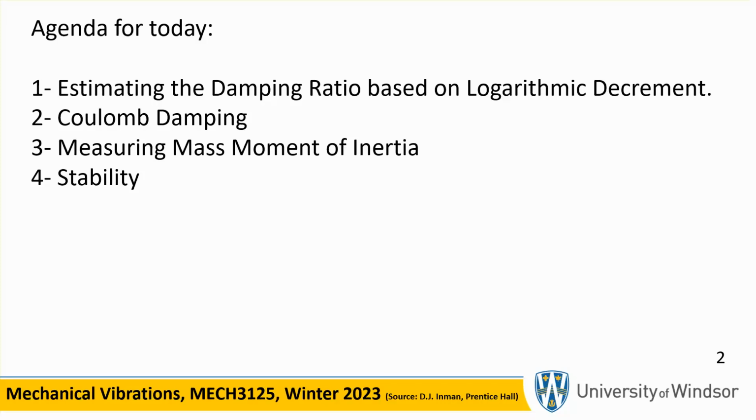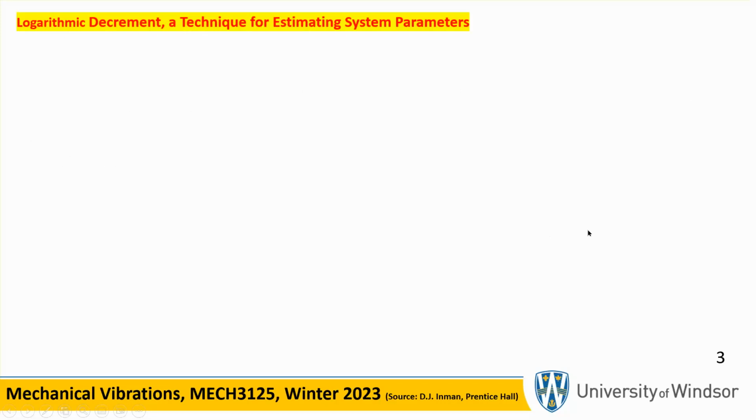I will show you also how to experimentally measure mass moment of inertia of three-dimensional objects. Because remember, when we do vibrations, when you're dealing with rotational motion, you need J, or mass moment of inertia, about a certain axis or about a certain point. And then I'll talk briefly about the concept of stability versus instability. Okay, so let's move on.